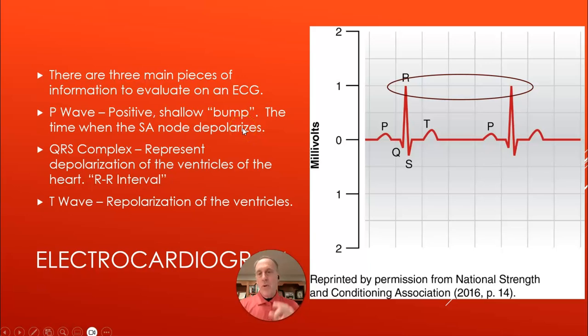So the parts that you have are the P wave, which is this guy down here. You have the QRS complex, which is this. You have the T wave, and each one represents something happening in the heart. The P wave, that shallow bump, is the time when the SA node depolarizes. The QRS is when the ventricles of the heart depolarize. And you can understand why, right? It's a lot of muscle that's contracting to squish the blood, so you're going to have a larger deflection of electrical current. And then the T wave is when the ventricles repolarize after they've squished the blood out, right?